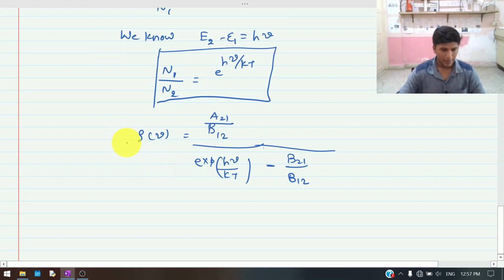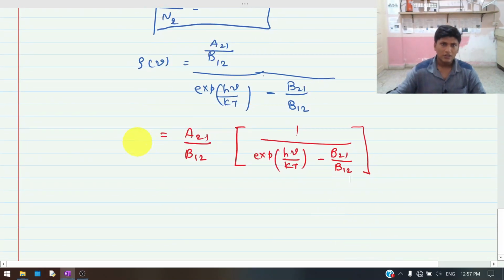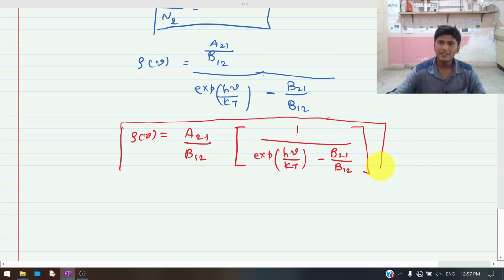Now, if you take this A21 over B12 outside, it becomes something like this: 1 over exponential of h nu over kT minus B21 over B12. It just came out to be this. This is rho of nu. Rho of nu means, again, let's understand its meaning first. Its meaning is the density of incoming photons. This is nothing but the density of incoming photons.